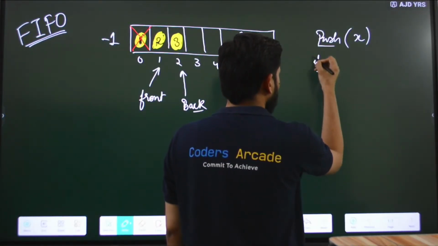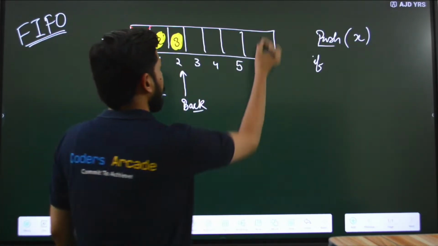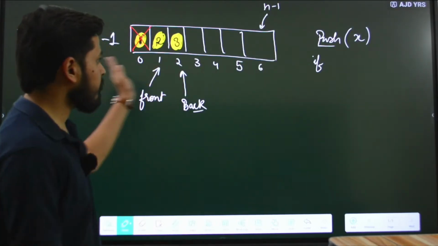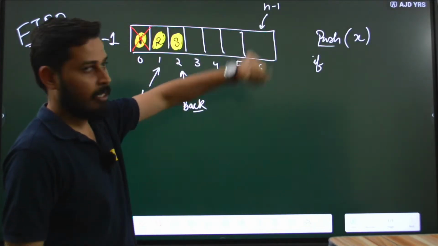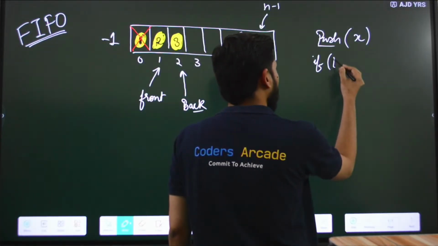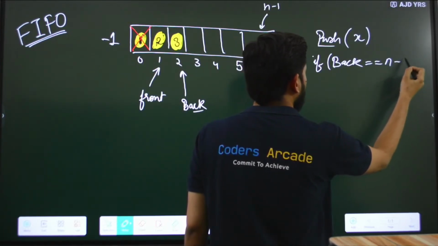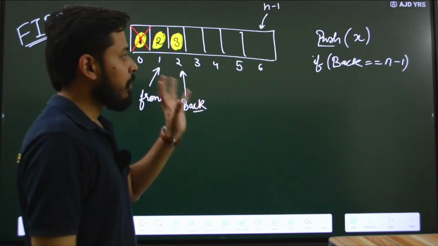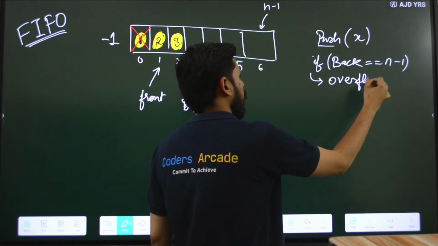So I will check when that condition is possible, when back is at n-1. This is the n-1 position, right? If the size of the array is n, then if back is at n-1, that means no more elements can be pushed. So if back is equal to n-1, meaning the back is already at the end of the array, it is full. So I can say in this case it is the overflow condition.